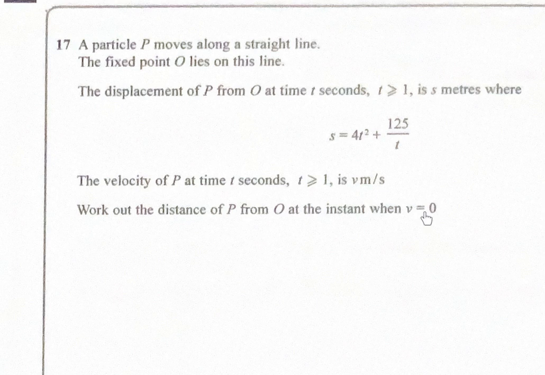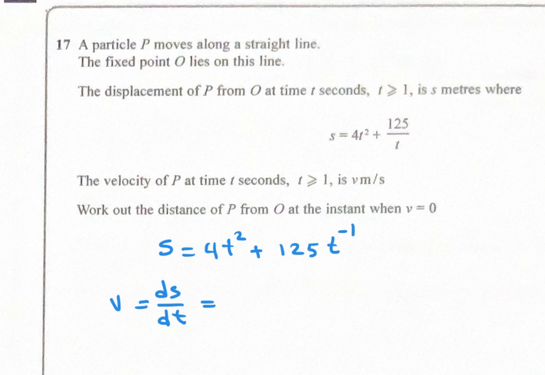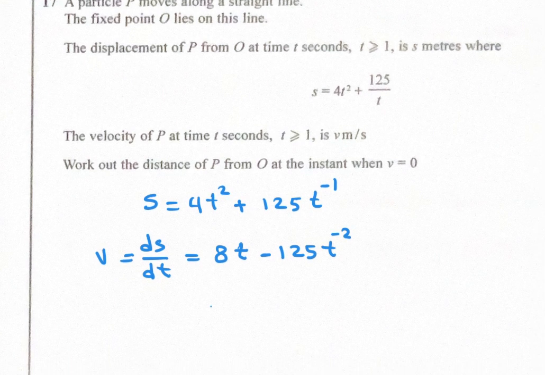Now to find an expression for the velocity, find the derivative of the displacement. s equals 4t squared, and 125 over t can be written as 125t power negative 1. So ds over dt, which is the velocity, equals 2 times 4, 8, so 8t, negative 1 times 125, so minus 125t power negative 2. This can be written as 8t minus 125 over t squared.